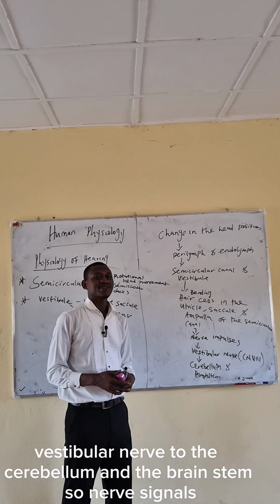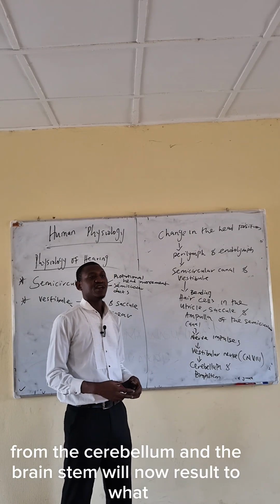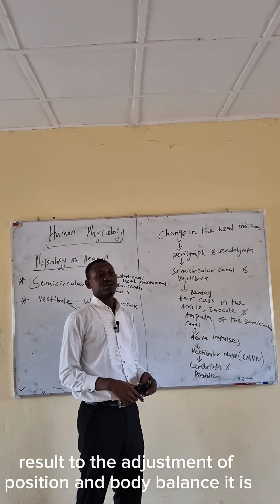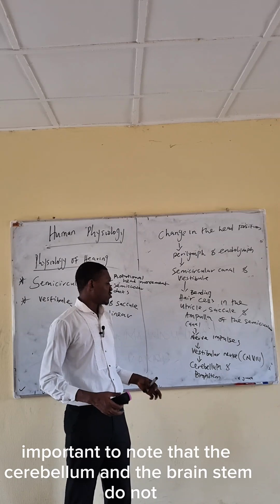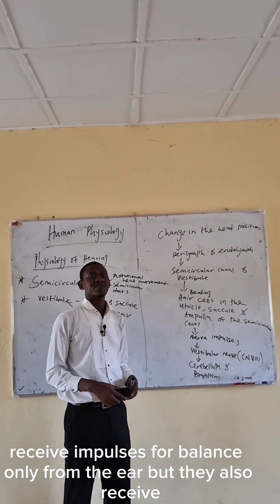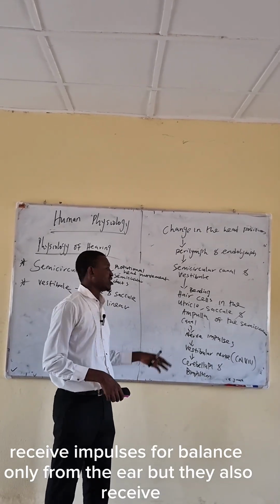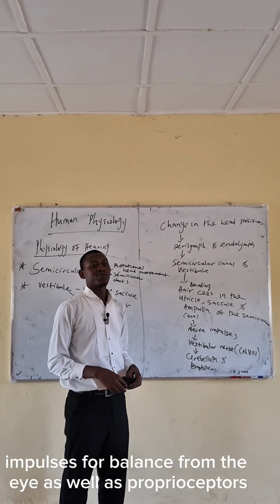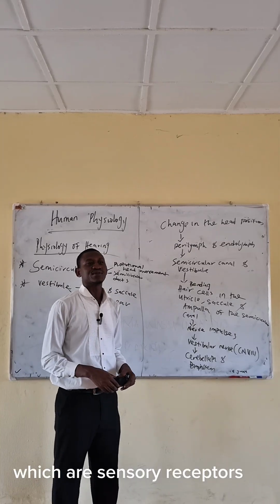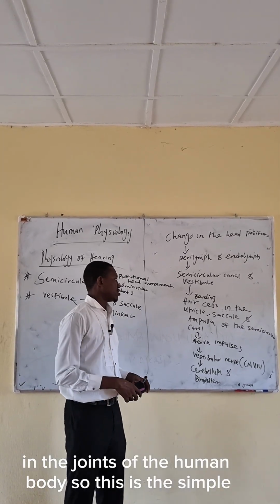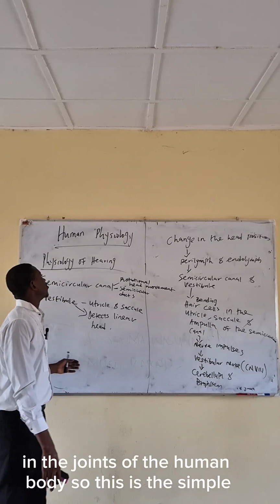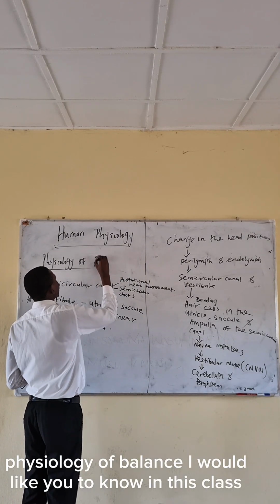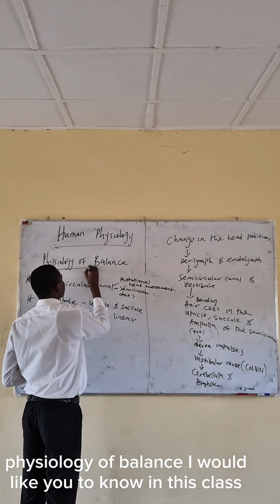So nerve signals from the cerebellum and the brainstem will now result in what? Result in the adjustment of position and body balance. It is important to know that the cerebellum and the brainstem do not receive impulses for balance only from the ear, but they also receive impulses for balance from the eye as well as proprioceptors, which are sensory receptors in the joints of the human body. So this is the simple physiology of balance that I would like you to know in this class.